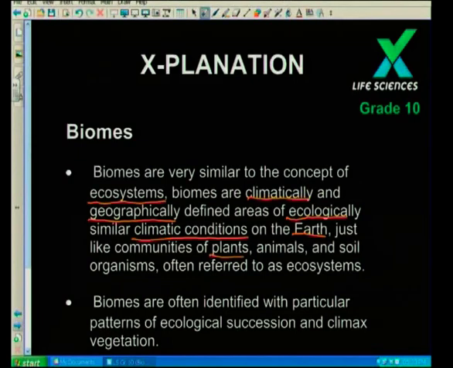Because of that, we're going to have specific plants that adapt to live and grow in that area. We're going to have animals that adapt to that specific biome. We're going to have soil organisms that can live only in that biome. So the biome will determine which animals and which plants grow and live in that area because of its rainfall and its temperature.